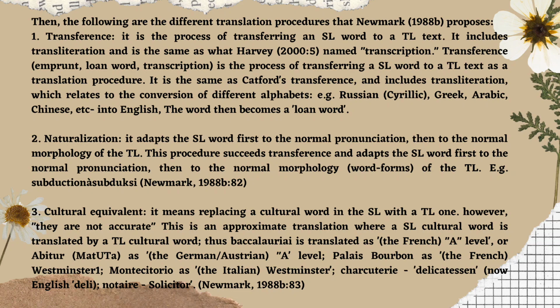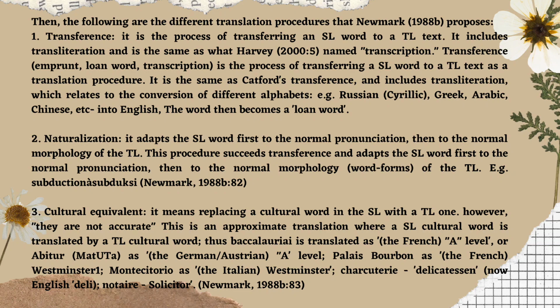In Russian, Greek, Arabic, Chinese, and into English, the word then becomes a loanword. Next, naturalization. It adapts the SL word first to the normal pronunciation, then to the normal morphology of the TL. This procedure successfully transfers and adapts the SL word first to the normal pronunciation, then the normal morphology of the TL. Example, like Konsistenz, Substitut. Newmark 1988, page 82.